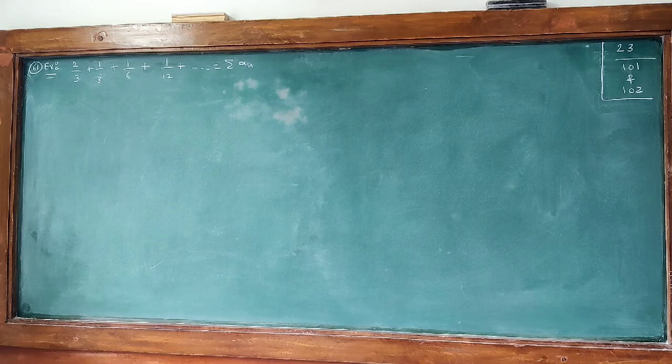One more sum on the board. 2 by 3 plus 1 by 3 plus 1 by 6 plus 1 by 12 is equal to sigma a.